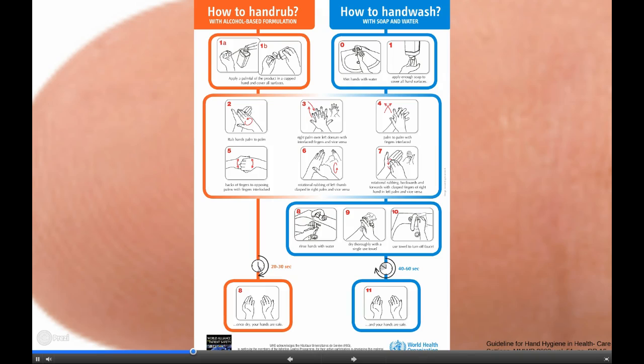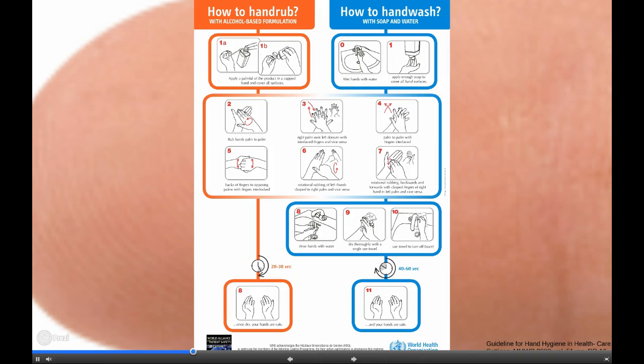The recommended technique for hand washing is to wet hands with water, apply soap, rub hands together scrubbing both sides of the hands and in between the fingers, rinse and dry with disposable towel, and use the towel to turn off the faucet. Administrators, take note.